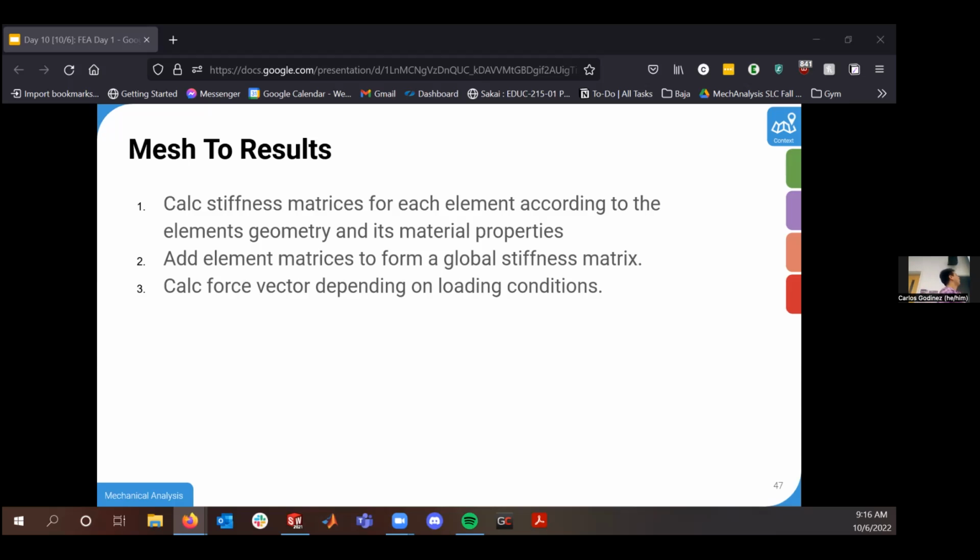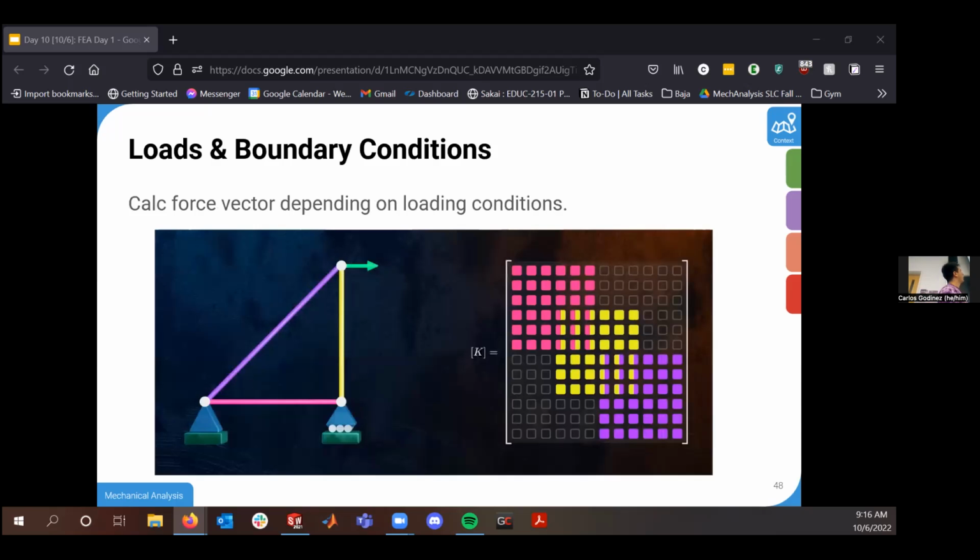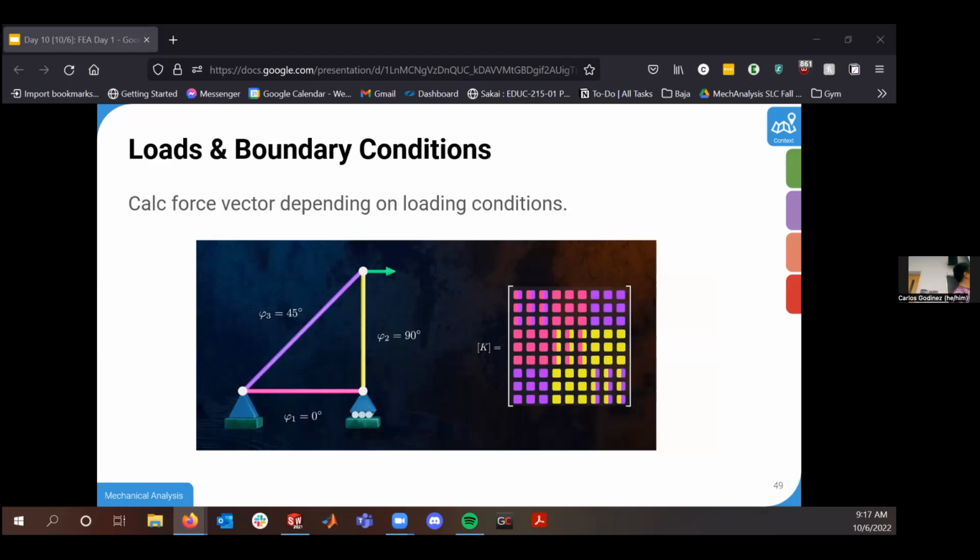Second part, or third part, I want to calculate my force vector depending on the loading conditions. So going back to F equals KU, I now have my global stiffness matrix. Now I no longer have a cantilever beam; I have some simple truss structure. This on the right is still for that cantilever beam. This second image is what this looks like when all my elements are connected to each other, and I need to represent it in that way.